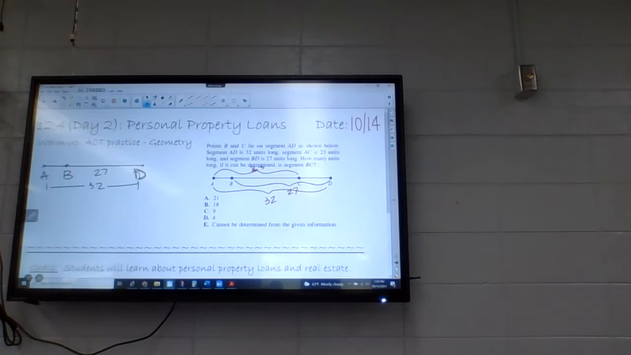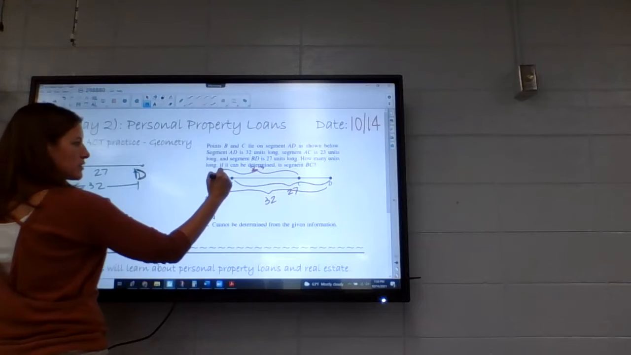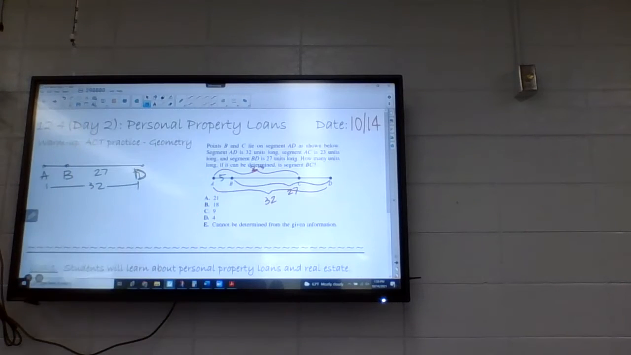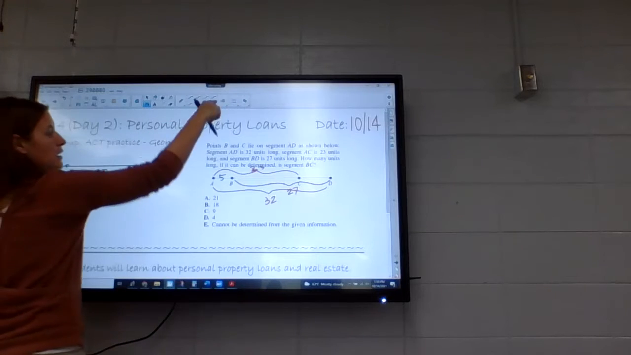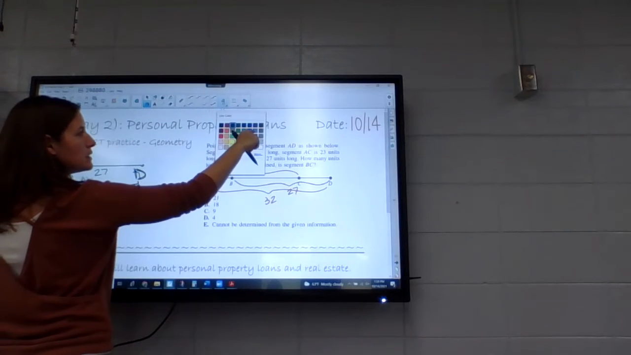Can I figure out what AB is? Because the whole thing's 32, the bigger part's 27, so AB would be 5. Yes, if we subtract, it's 5. I can do the same thing with CD, so I'm going to go on the other side and figure out what CD is.